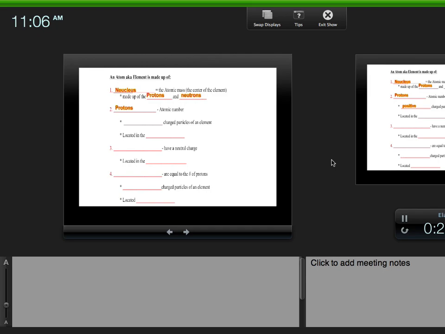What type of charge do the protons have? Positive. Protons, positive. And if you've got to say that in your head to remember, do it. That's how you remember it. Even if you look stupid doing it, so what? That makes it easier to remember. All right, where are they located? Protons are located in the nucleus.